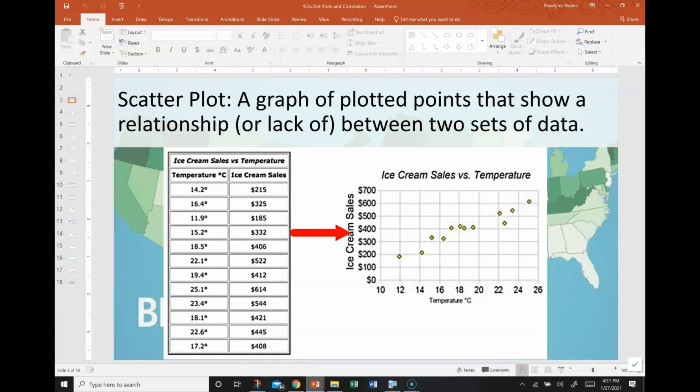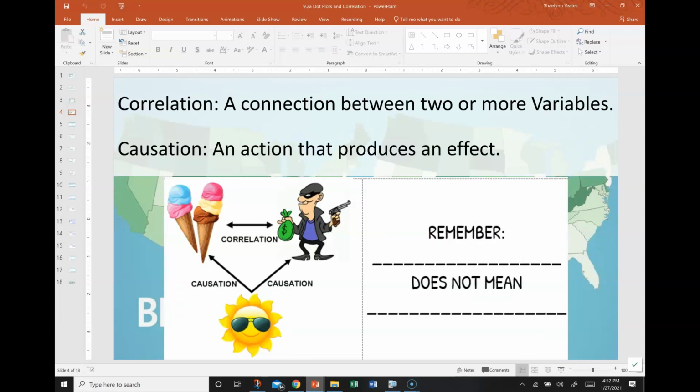So here, they've created a beautiful scatter plot. There are dots everywhere. So a scatter plot is a graph of plotted points that show a relationship, or lack thereof, between two sets of data. So in the case of ice cream sales and temperature, there is a strong positive correlation because it has a positive slope. Okay? A correlation is a connection between two or more variables.